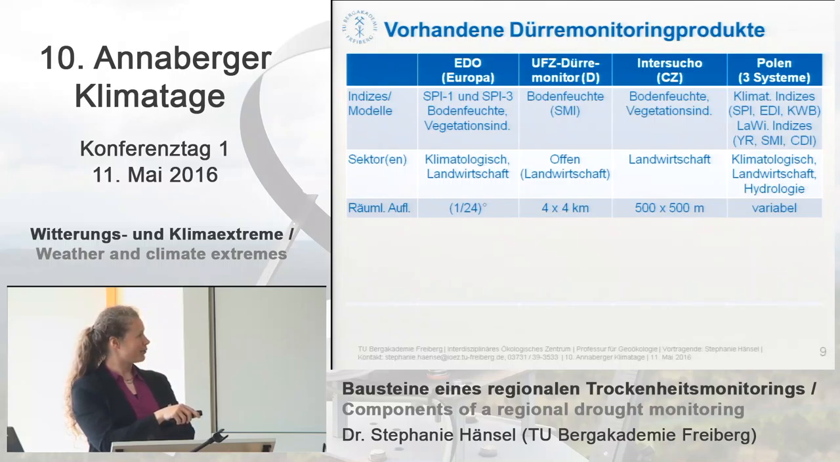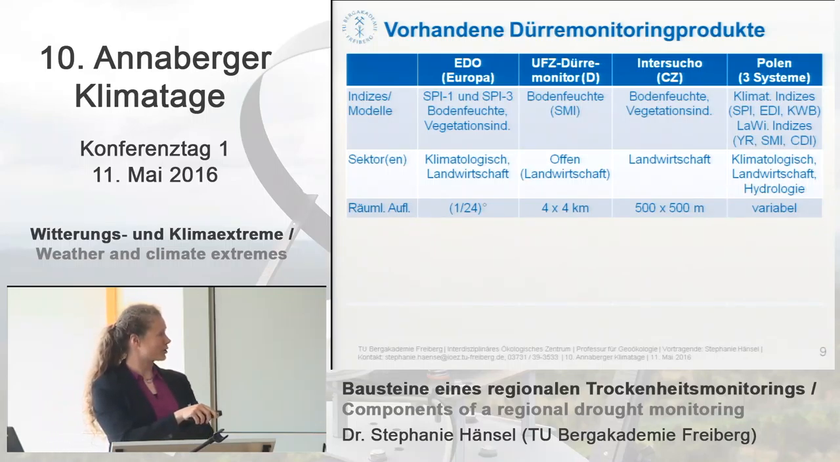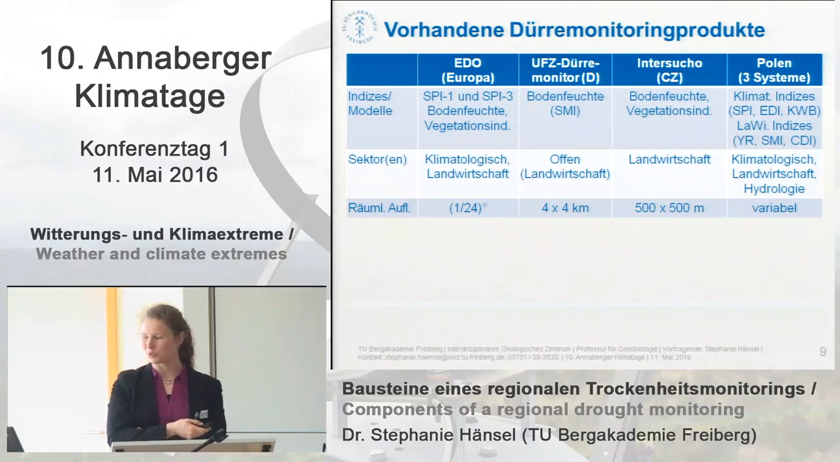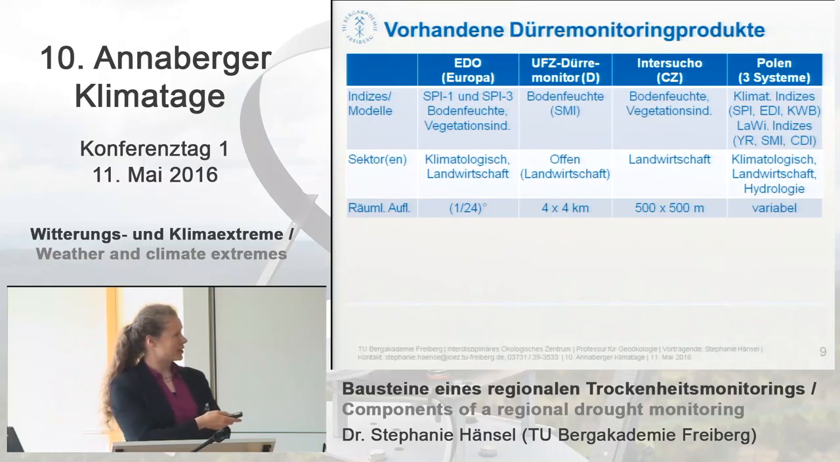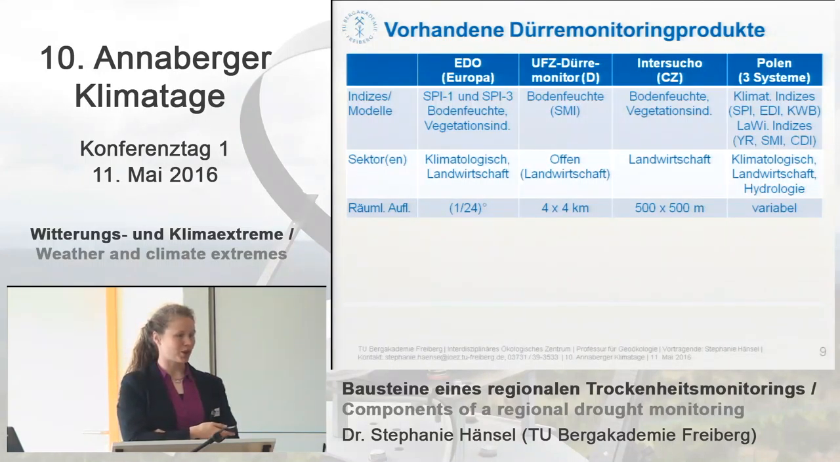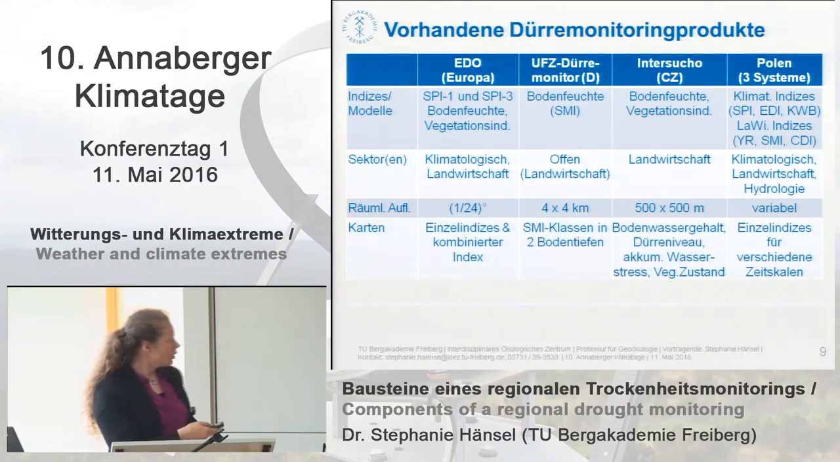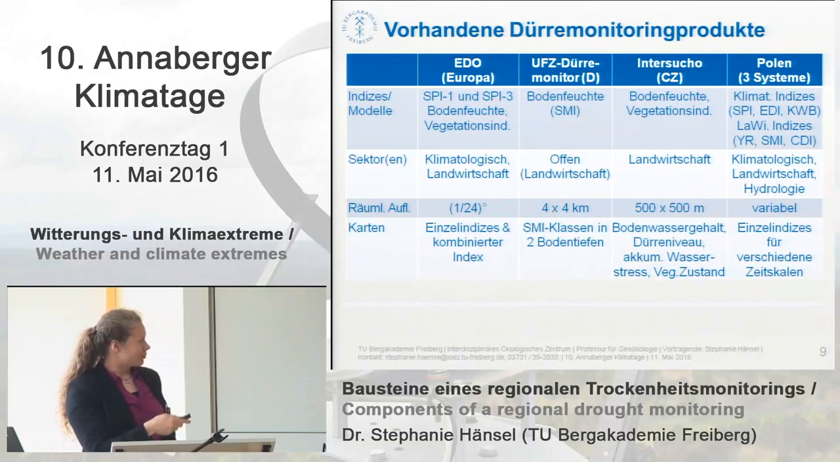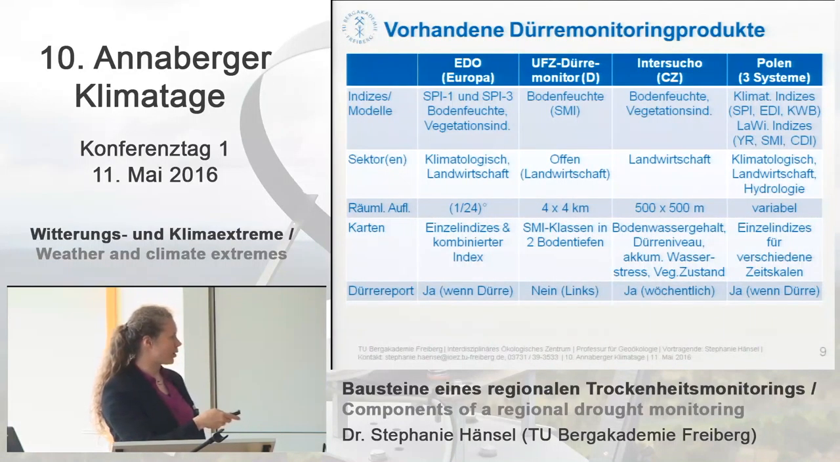As to the spatial resolution, we have 1/24th degree for Europe, and the German drought monitor has a grid of 4 by 4 kilometers. 500 by 500 meters is the grid size of the Czech system, and it's variable in the Polish systems, because very often they are based on interpolated data from measuring stations. In the maps, we have a wide range of what is actually presented. I'm going to show you that later as an example of pictures.